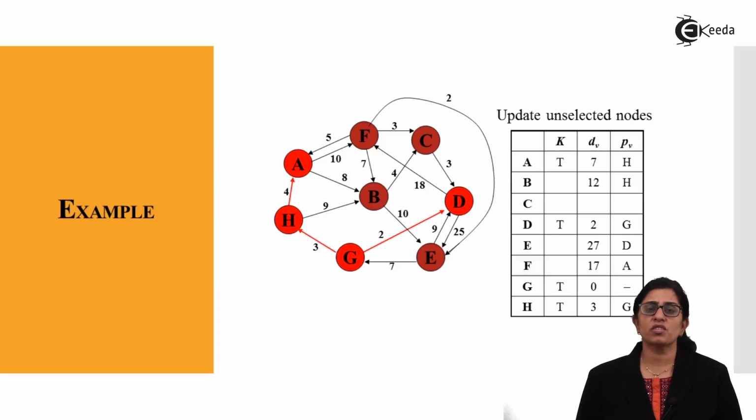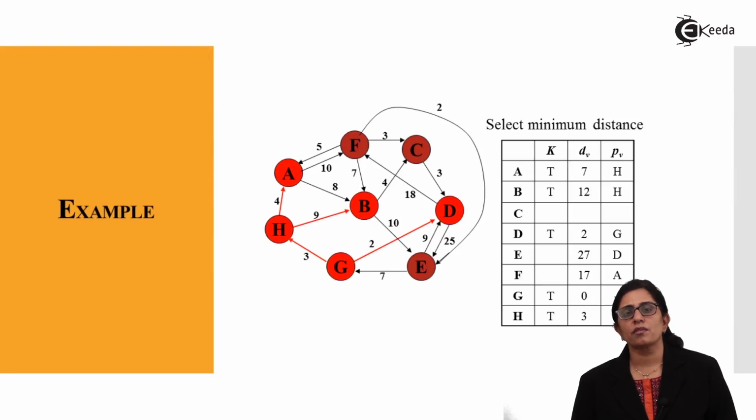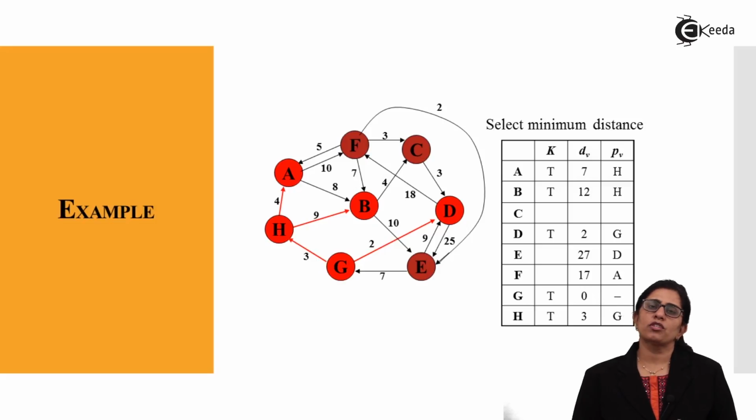So the minimum distance is 12, which is for the node B. So we now take B as the node. Now from B, where all can we traverse? As we are traversing, in the index we write down T so that we know this particular node has been traversed and it has been made in the tree. It has already formed a tree.